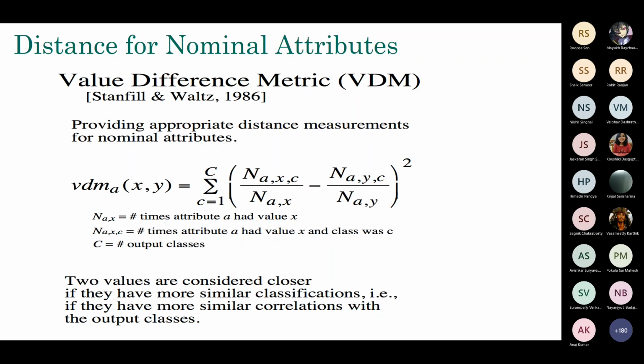If you have a nominal attribute, then one of the measures you can use to compute the distance is called the value difference metric. This is precisely defined, and you can take a look at it. N_A,X is the number of times attribute A had value X, a particular value X. Capital C is the number of output classes that you have in your data. Similarly, N_A,X,C is the number of times attribute A had value X in a particular class C. From this definition you can quickly get it.